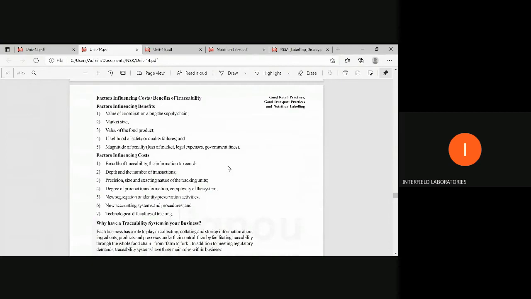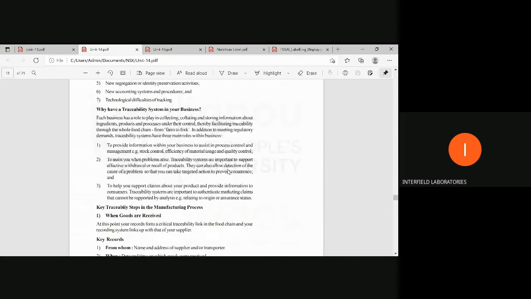Now, why is a traceability system needed in a food business? In addition to meeting the regulatory demands, a traceability system has three main roles in a food business: to provide information within the business, to assist in process control and management, and to assist when a problem arises. That means traceability systems are important to support effective withdrawal or recall of products. Also, to support the claims about the product and provide information to consumers. So these are the main roles of a traceability system in a food business.